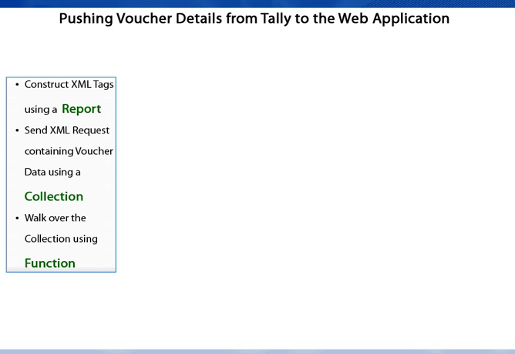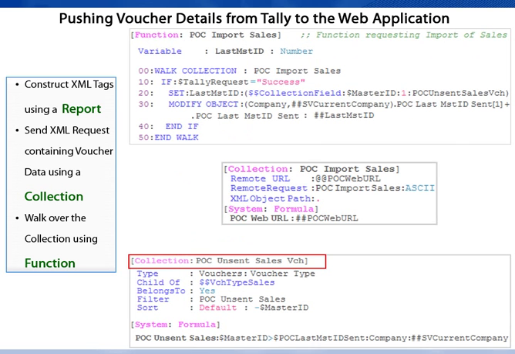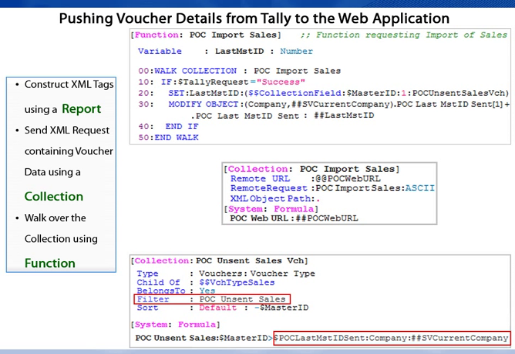For updating the item sales information to the web application, the process is quite similar. The only difference is that the XML request would now consist of sales information. Only the vouchers which have not been sent previously are sent in the subsequent XML requests, and they are identified by a flag in the company object which holds the master ID and the alter ID of the last voucher sent. The report is constructed with the sales transactions where the master ID is greater than the last master ID value in the company object.